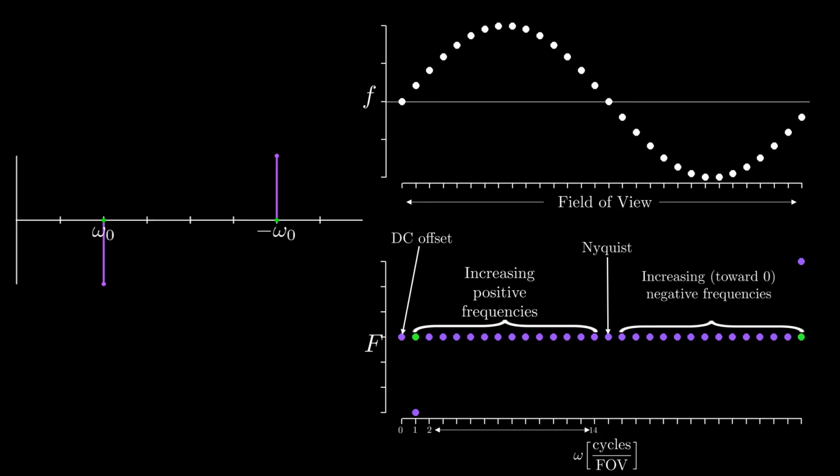The Nyquist frequency is 15 cycles per field of view, which makes sense. We acquired 30 data points within the field of view, so half of that is the Nyquist frequency. Another way of saying the same thing is that we need a minimum of 2 points per full cycle. Then we have minus 14 cycles per field of view, minus 13, etc., out to minus 1 cycle per field of view.